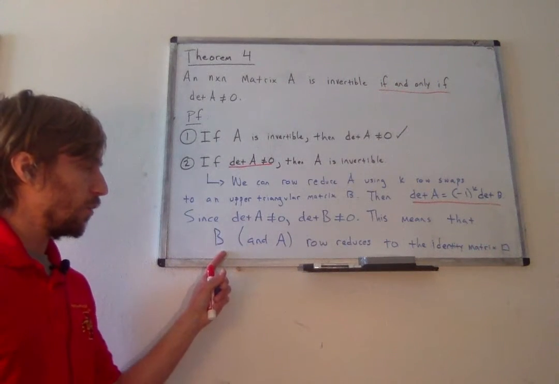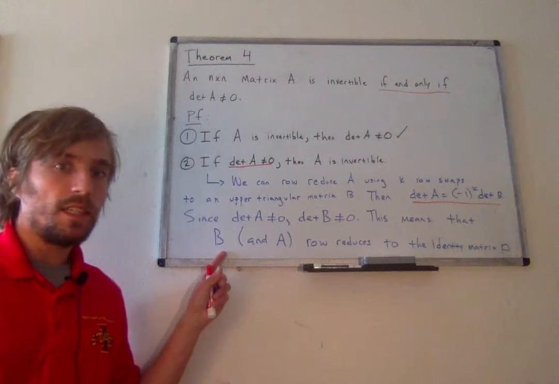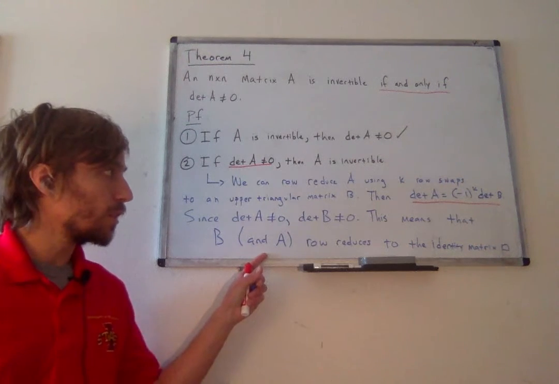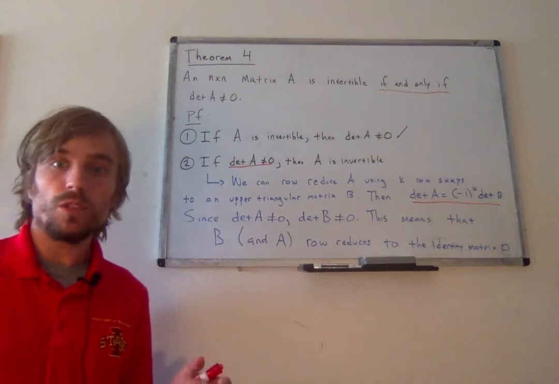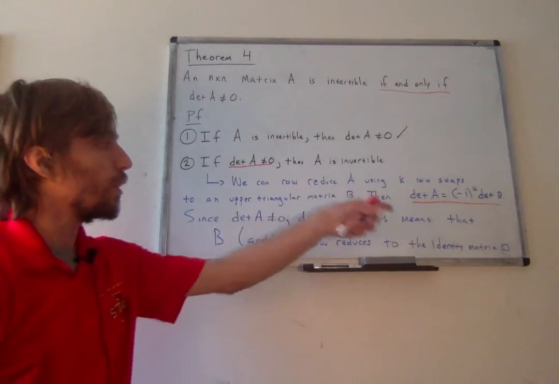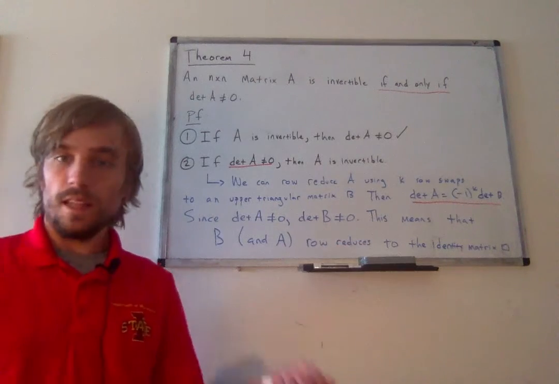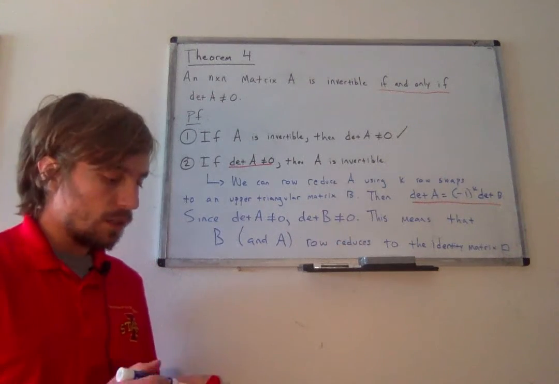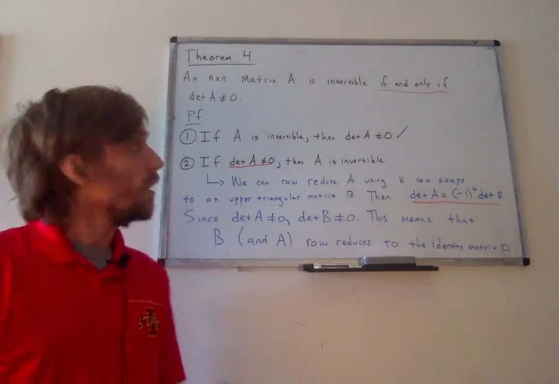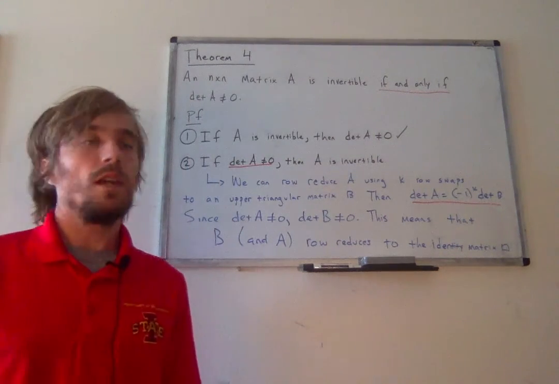Notice that we showed that B reduces to the identity matrix, but this also implies that A reduces to the identity matrix, because remember, we got to B by row reducing A, right? So we're just tagging on those extra row reduction steps to get all the way from A to the identity. And then the invertible matrix theorem takes care of the rest. So an n by n matrix A is invertible if and only if its determinant is not equal to 0.